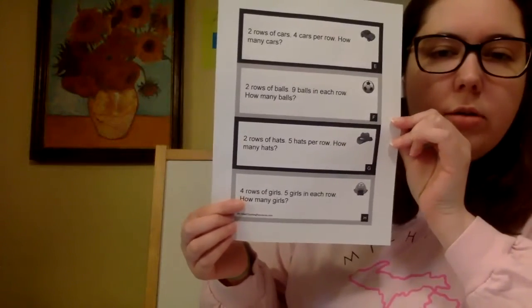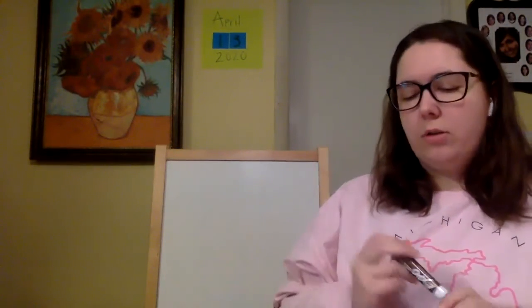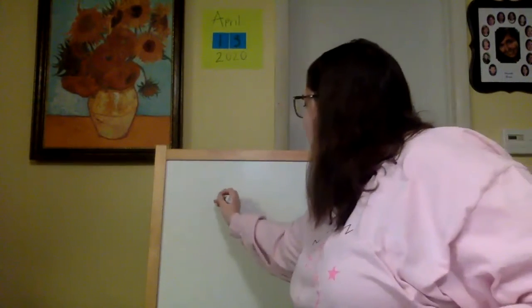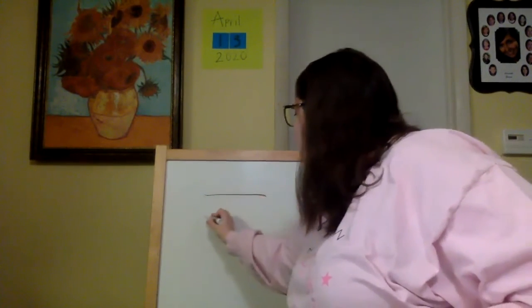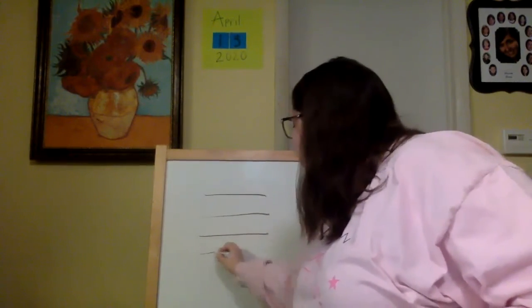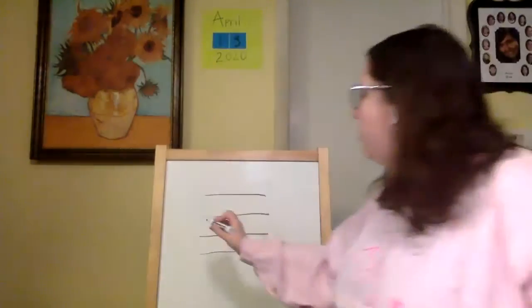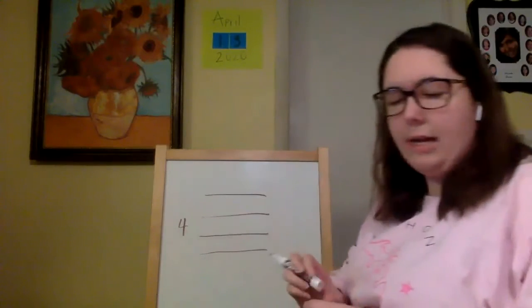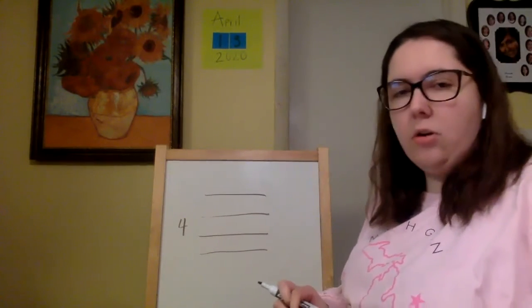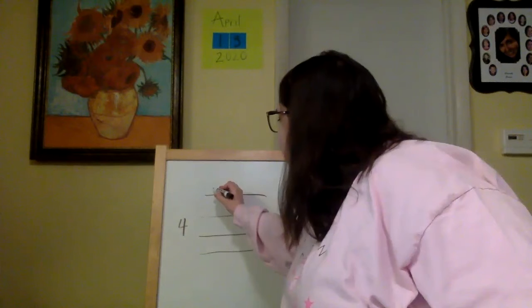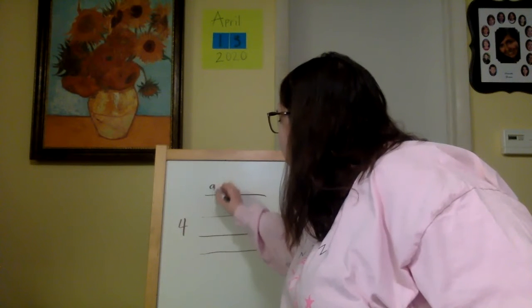I'm going to skip a few problems and go down here to problem H, where it says 4 rows of girls, 5 girls in each row. How many girls? So you're doing this just like the other problems with the 2 rows, but instead of 2 rows, you're going to have 4 rows of girls. So I'm going to draw the lines again. 1, 2, 3, 4. So there are my 4 rows. So I'm going to draw the 4 here because I know that's on that side. And then it says 5 girls in each row. So I'm going to draw a G for the 5 girls.